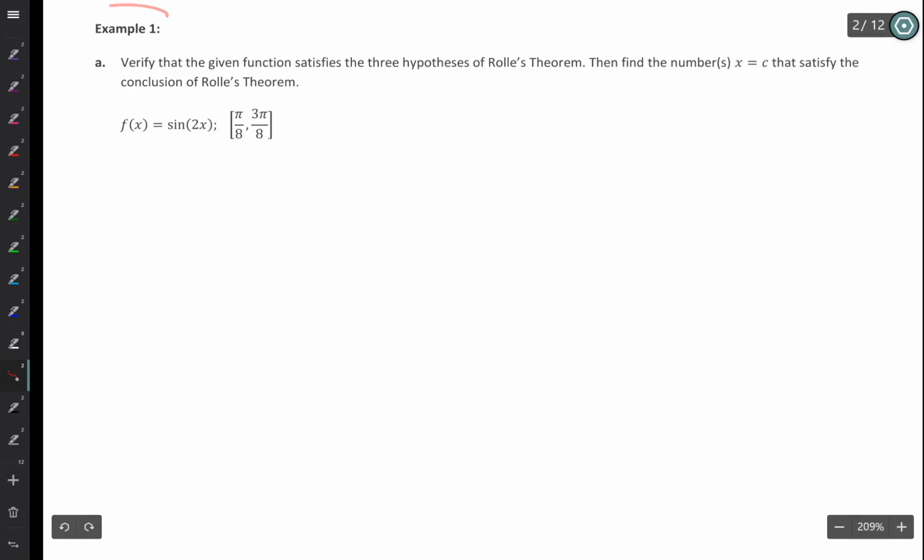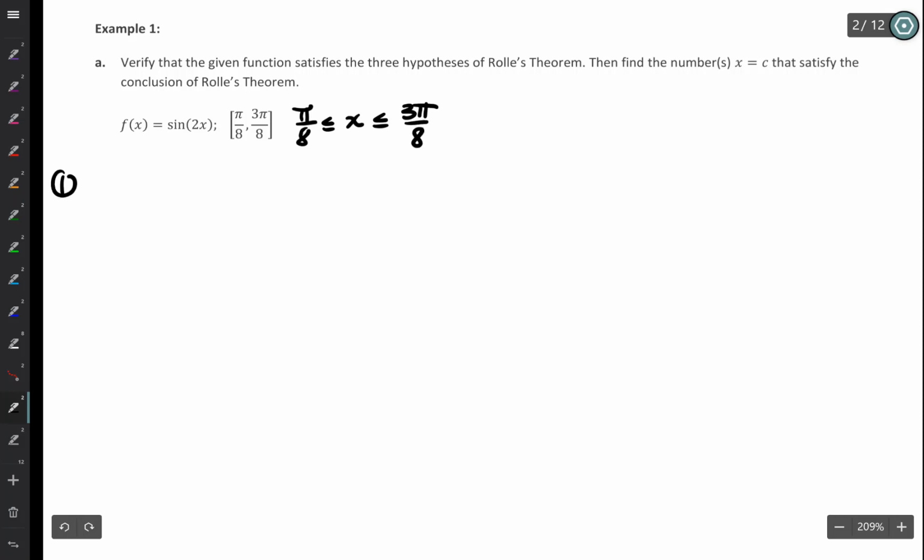In this video, we're going to do example 1 from lesson 15. Question A says, verify that the given function satisfies the 3 hypotheses of Rolle's theorem, and then go ahead and find the numbers x equals c that satisfy the conclusions of Rolle's theorem. So first, here's our function, and here's our domain. Remember, that's just saying pi over 8 is less than or equal to x, which is less than or equal to 3 pi over 8.